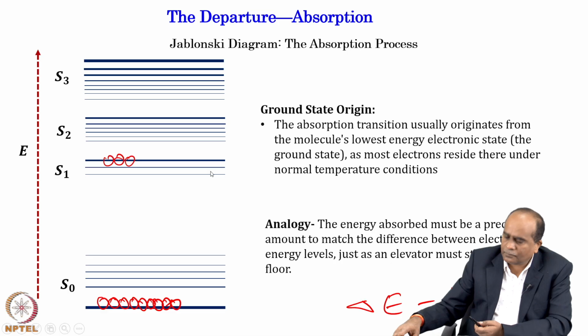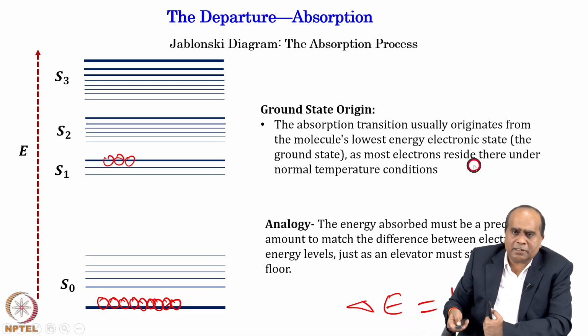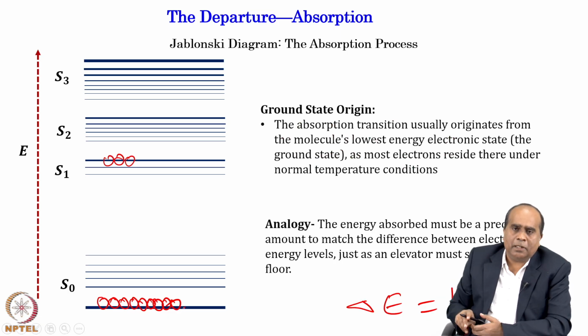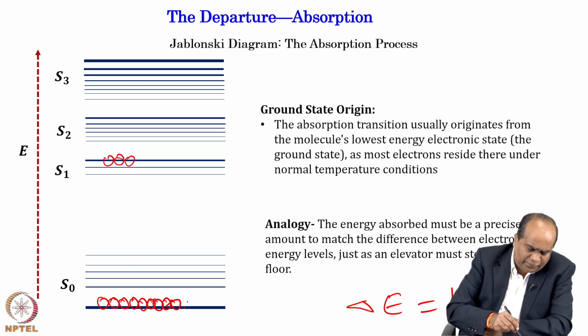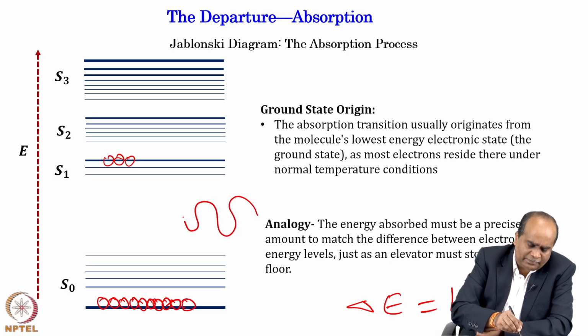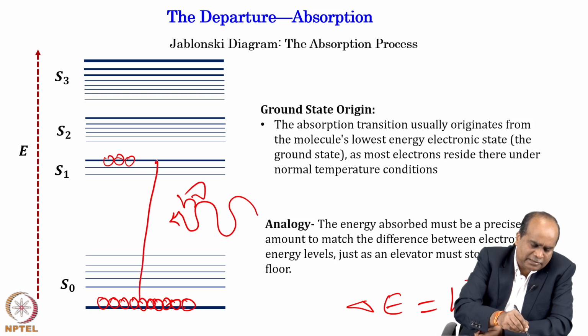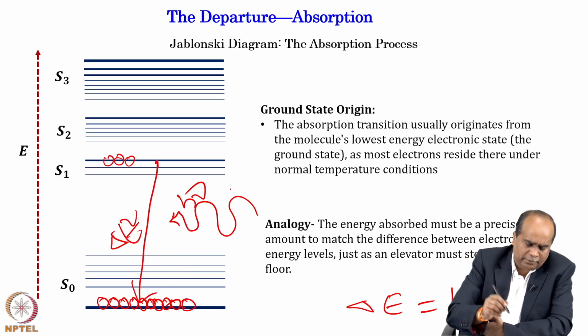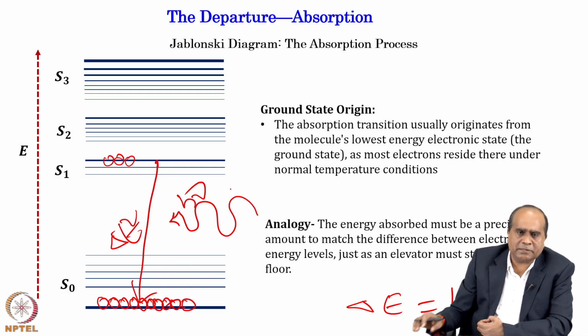Now the absorption transition usually originates from the molecule's lowest energy state, which is this one, and in normal temperature this is the case. When we are shining a light, say this is my light coming here, and that is matching with this delta E, what will happen? The particle from here will go to the excited state, and that is the transition.